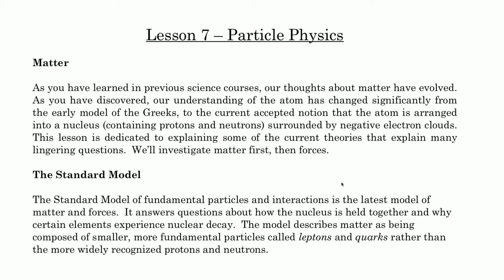So we know that our understanding of the atom significantly changed from what the Greeks thought to the current accepted notion that the atom is arranged into a nucleus, which has protons and neutrons, and there are electron clouds that surround the nucleus. And this lesson really is dedicated to explaining some of the current theories that explain some of the lingering questions.